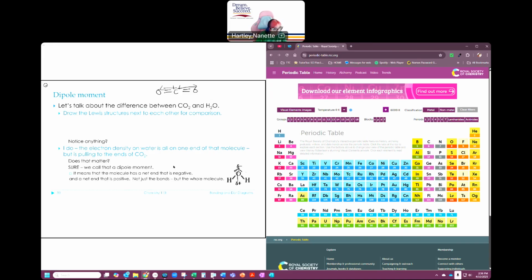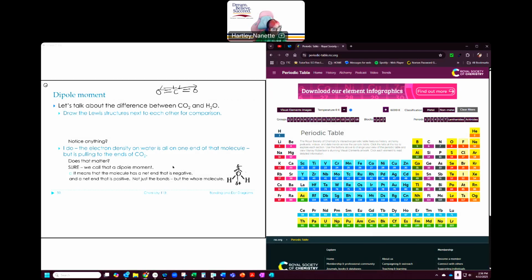So that's different. We need to be able to talk about that. And that's part of what we'll talk about when we talk about the three-dimensional structures of these molecules. Okay, so in the next lecture, when we start talking about what they look like in three dimensions, we'll talk about whether or not they have permanent dipole moments.